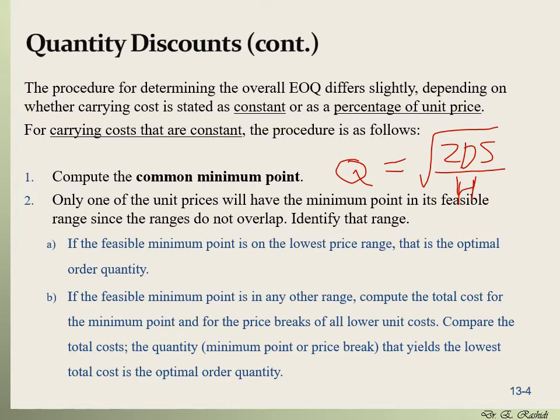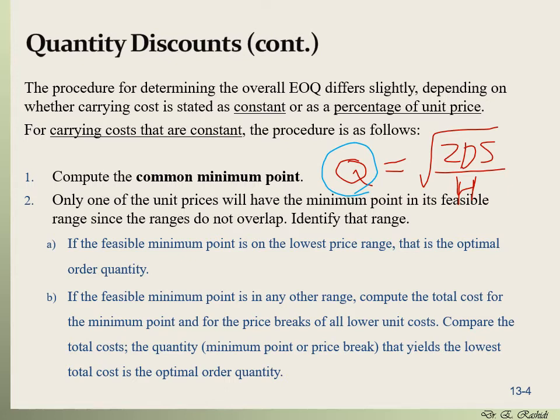A, if the feasible minimum point is on the lowest price range, that is the optimal order quantity. So if this Q belongs to a price range which is the lowest, that is going to be your optimal quantity. If it's not, move on to part B.